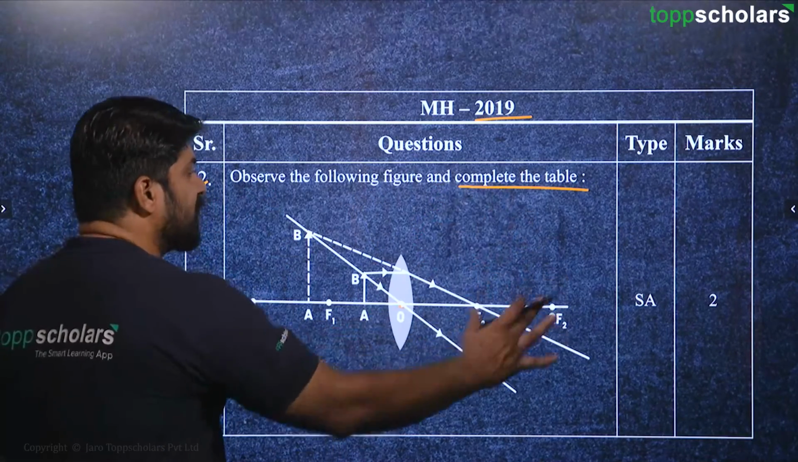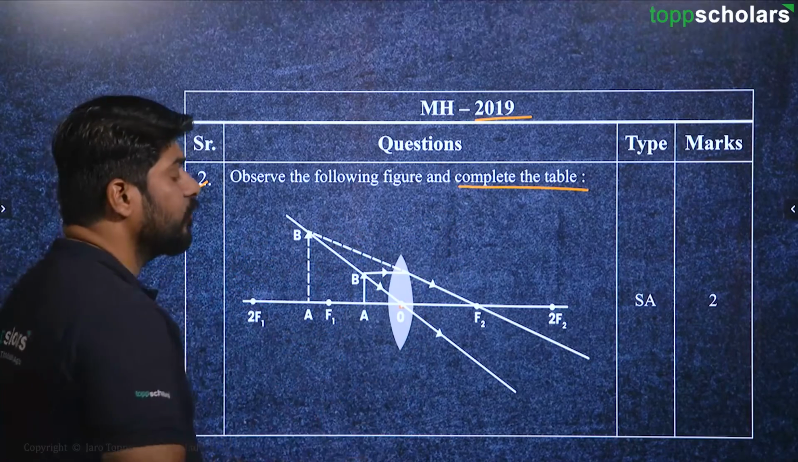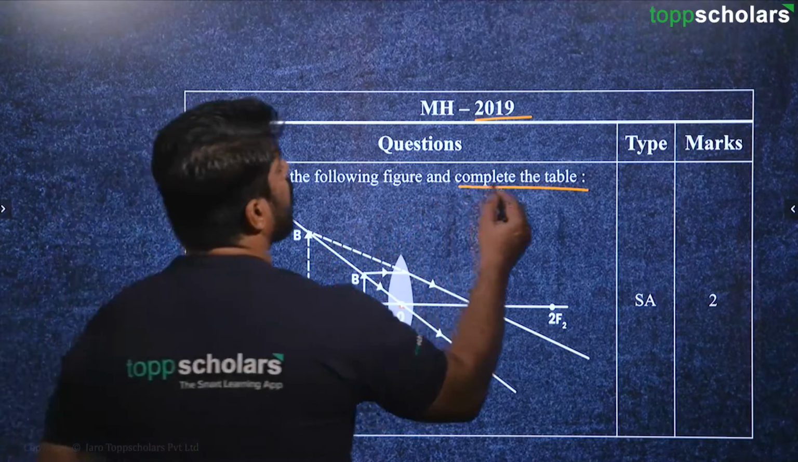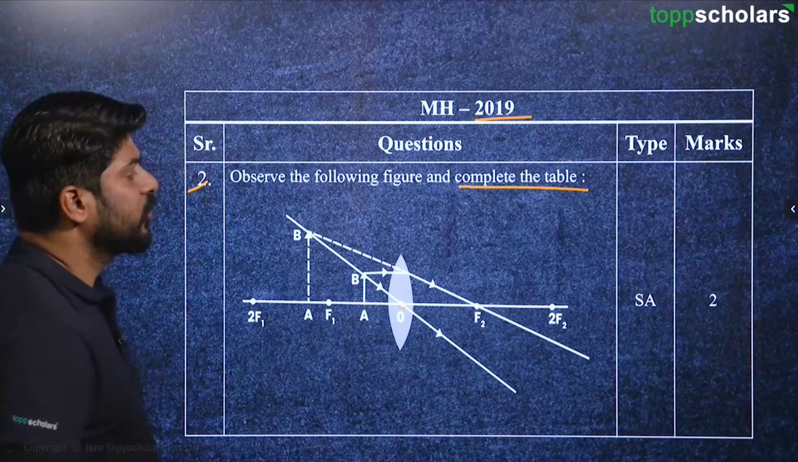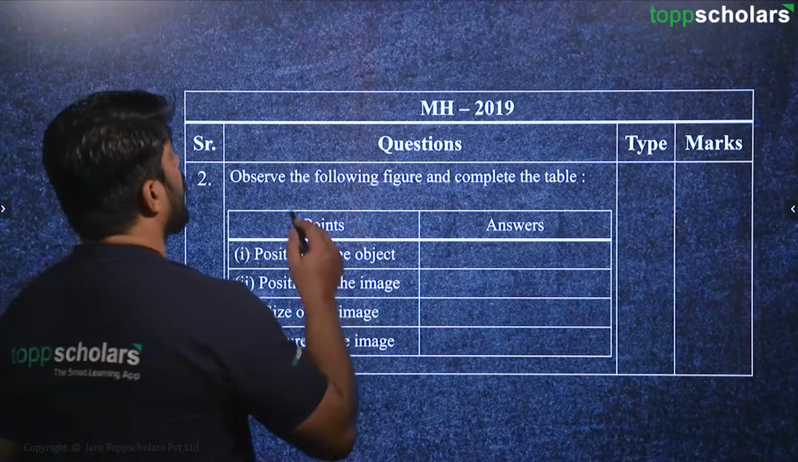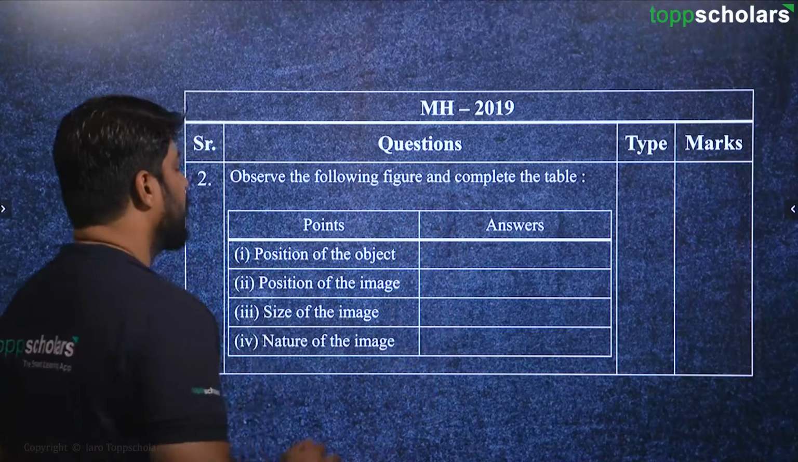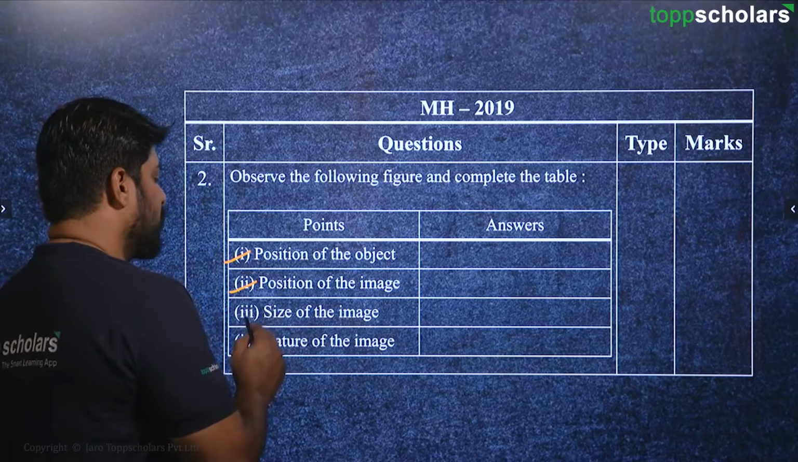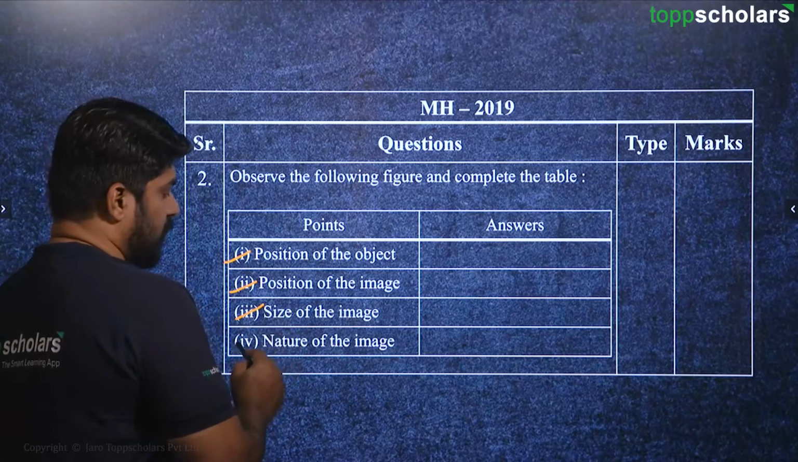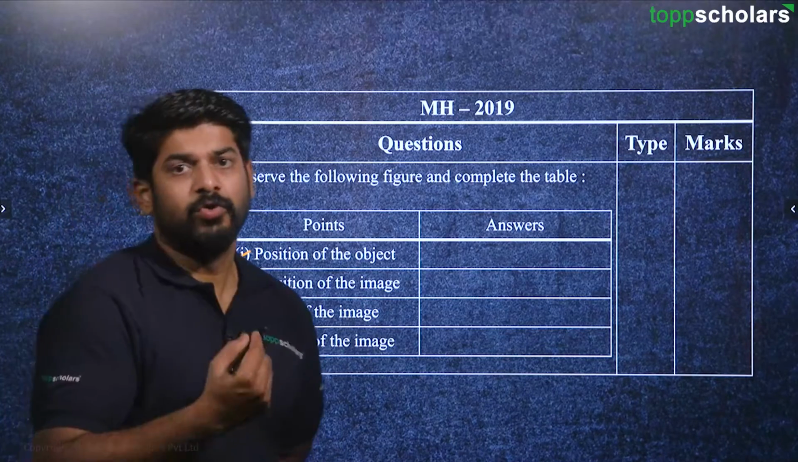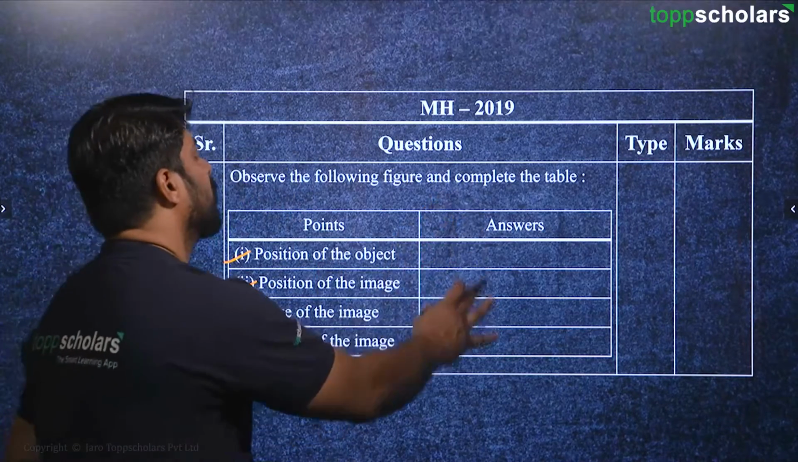Now, using this diagram or this figure, we have to answer some of the questions, or complete the table. Okay, so let's look at the table. So this is the table. Observe the following figure and complete the table, right? So position of the object, position of the image, size of the image, nature of the image, isn't it? So over here we have to complete this table, right?